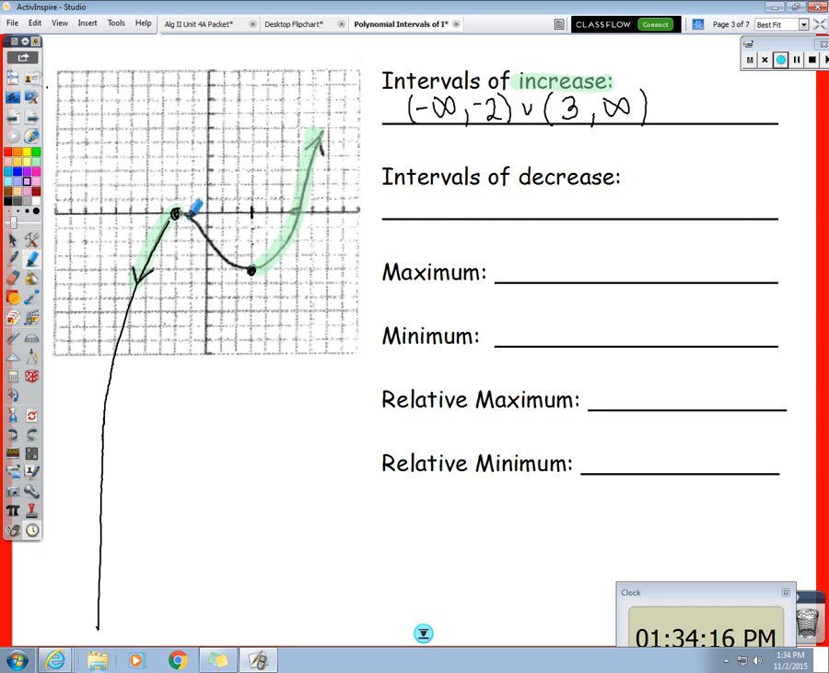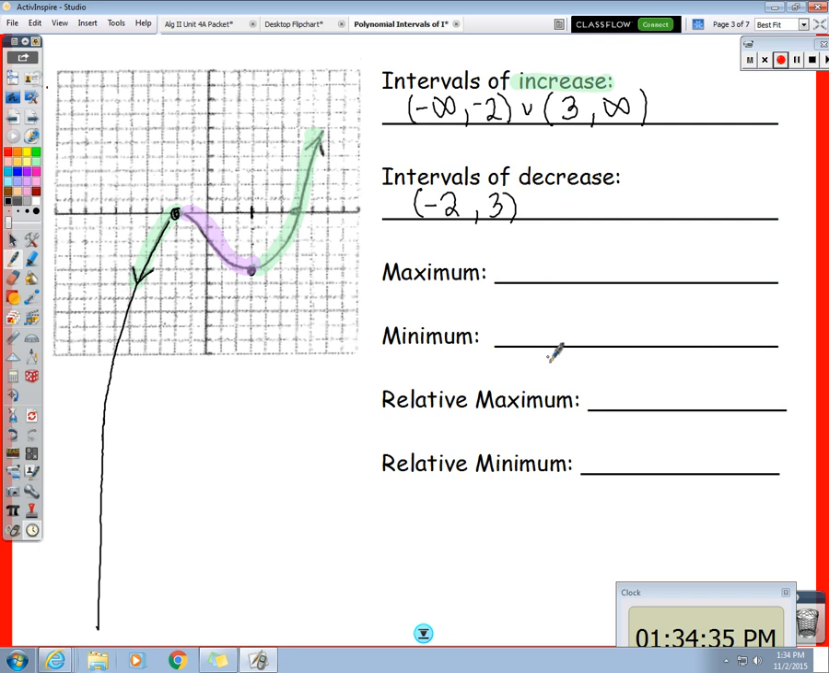Okay, does it decrease? Yes, right here. And so when did it begin decreasing? Right, negative 2, which makes sense because that's where it quit increasing up here. And then 3, because that's where it started increasing again.